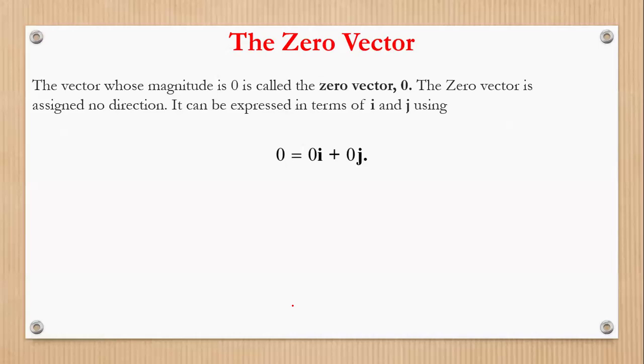But if we want to write the zero vector in terms of i and j, we need to know that both components of i and j are 0. So the zero vector is 0i plus 0j.